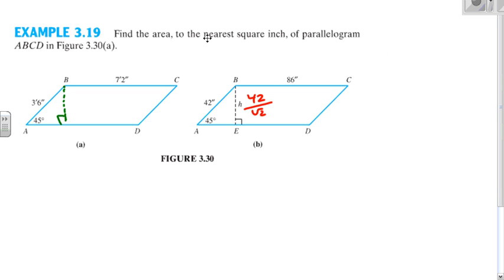Since the directions say to the nearest square inch, we will just approximate this using a calculator. 42 divided by the square root of 2 is 29.7 inches, times the base, which is 86, comes out to be 2,554.2, so the nearest square inch would just be 2,554 square inches.